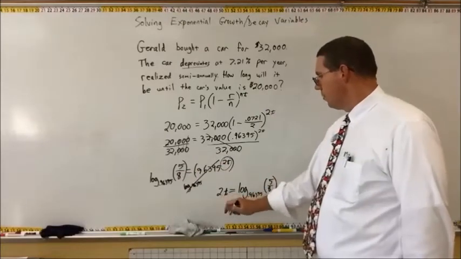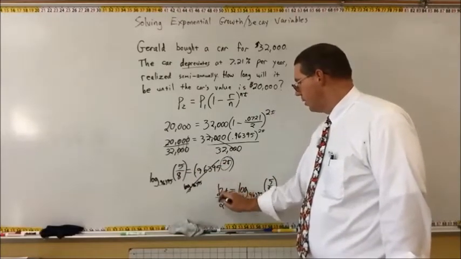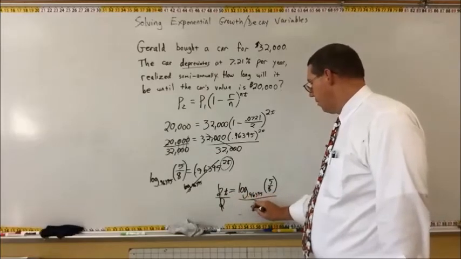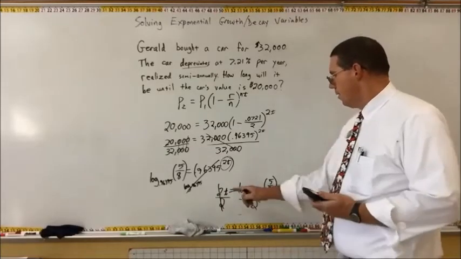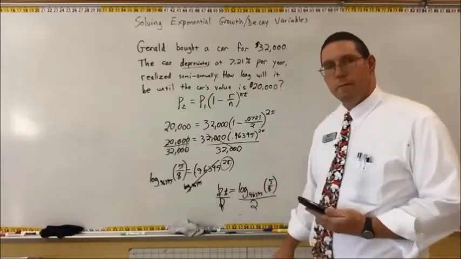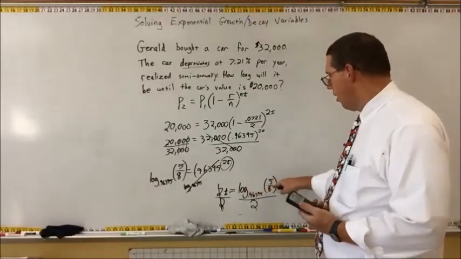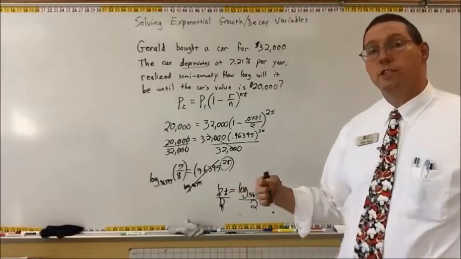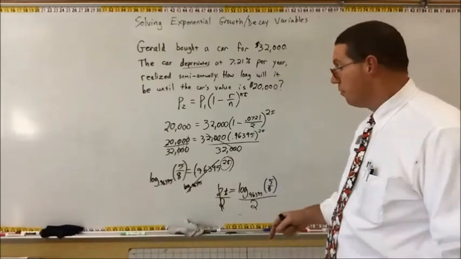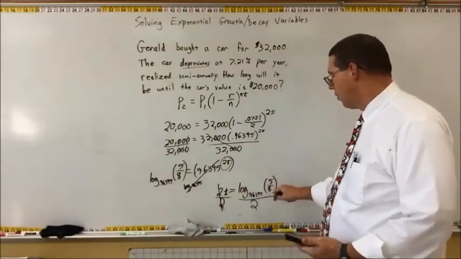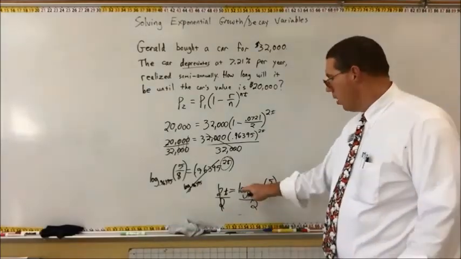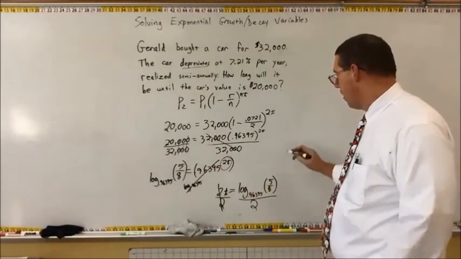Okay. Last thing we're going to do here is divide by 2 to get the t by itself. Divide by 2. Okay. So t is equal to this logarithm divided by 2. Now remember, to get this logarithm, we need to use the change of base formula. We have to do log 5/8 divided by log 0.96395.